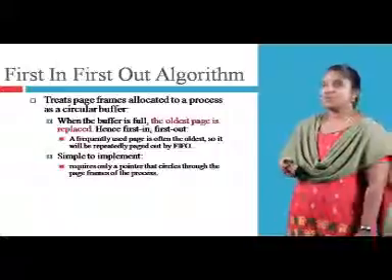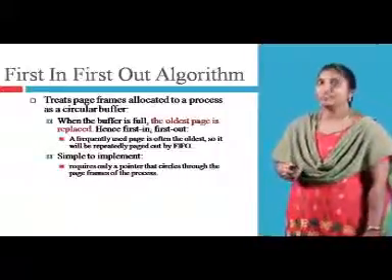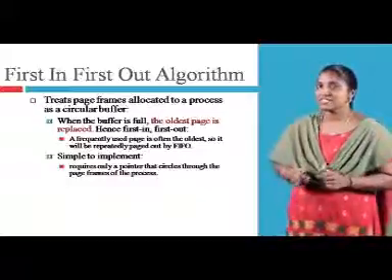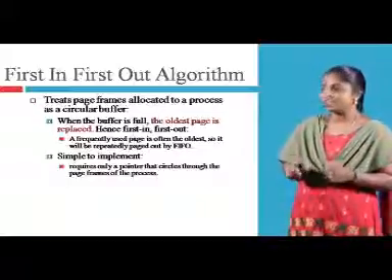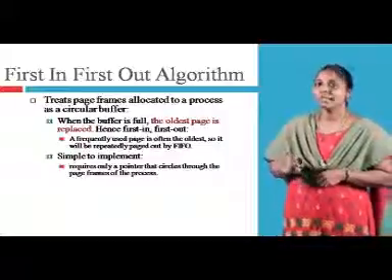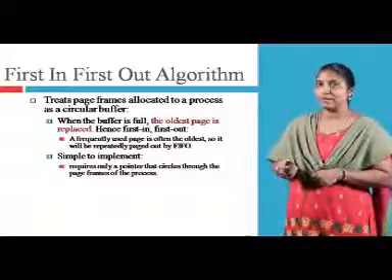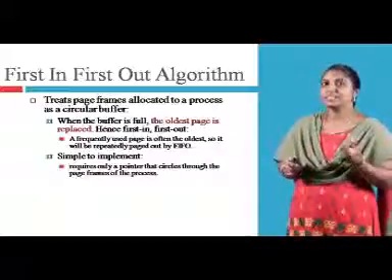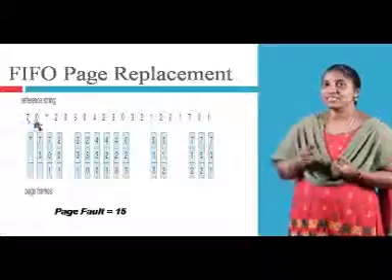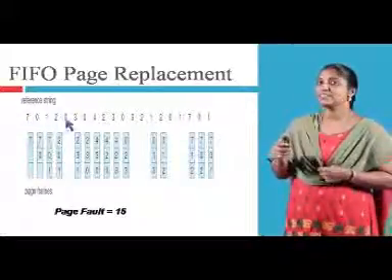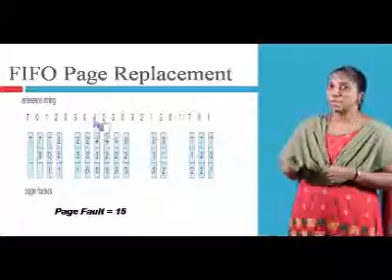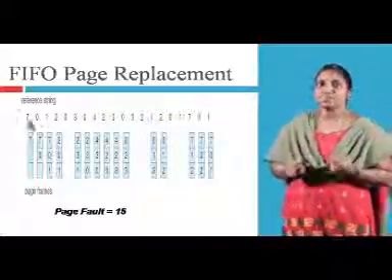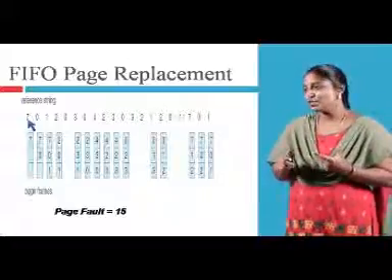First we will see the first in first out algorithm. This is the first algorithm, and the main concept of first in first out is that the oldest page has to be replaced. We will see how this is done with one example. Here the reference string is given as 7, 0, 1, 2, 0, 3 and so on, and we are going to apply the first in first out algorithm to this reference string.